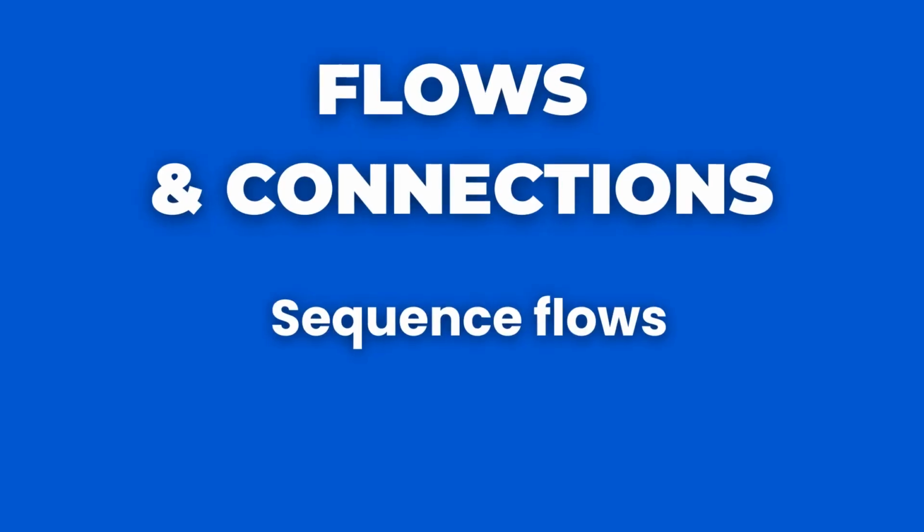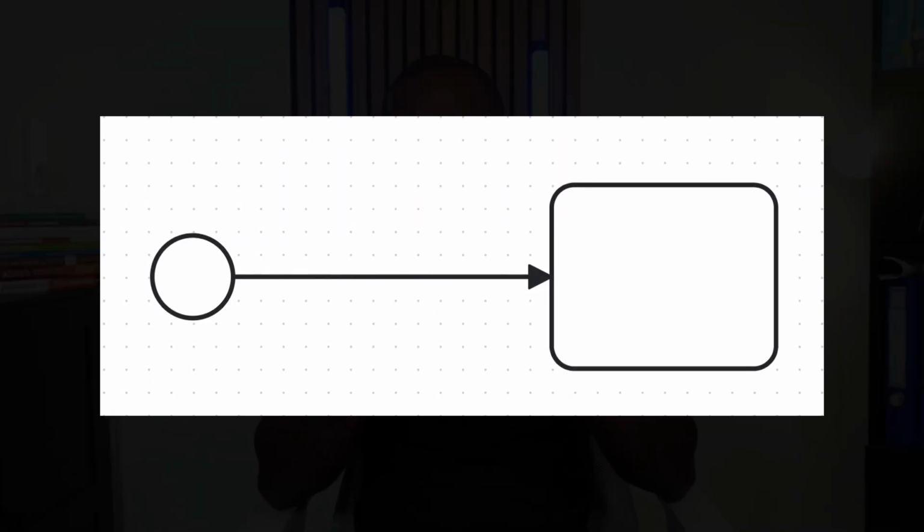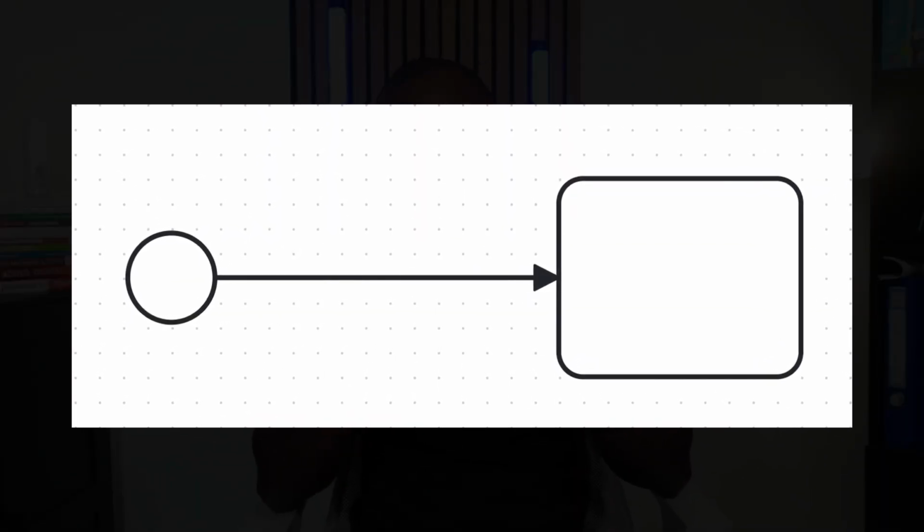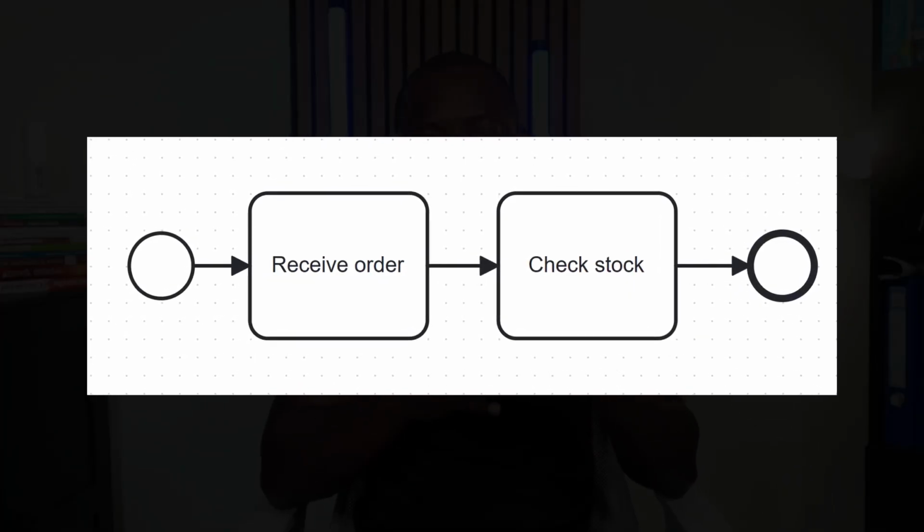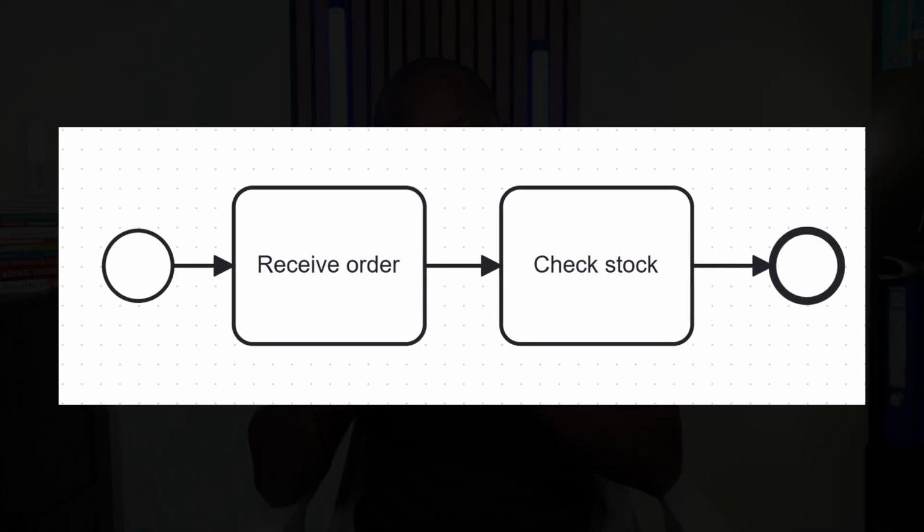Let's move on to connections, which bring the diagram to life. Sequence flows. These are arrows that show the order of actions. They connect events, activities, and gateways, like a roadmap. For example, after receive order, an arrow points to check stock. This is the backbone of your process.